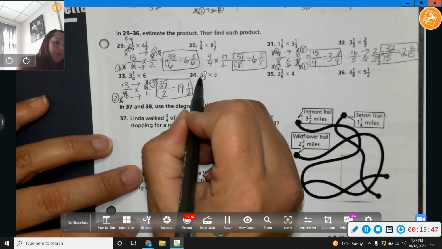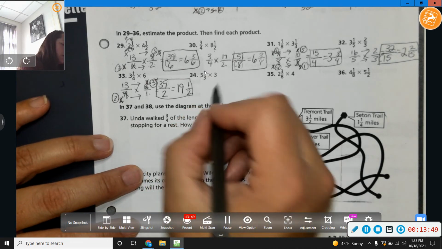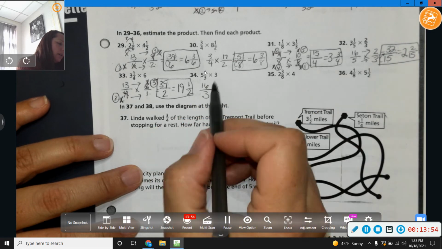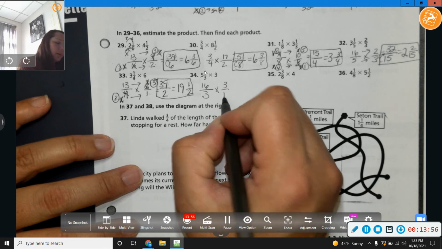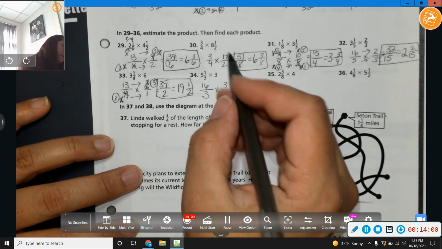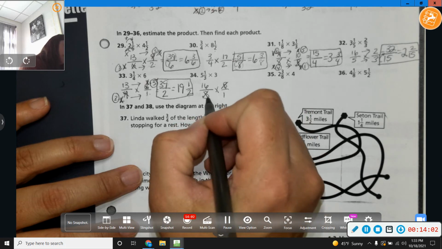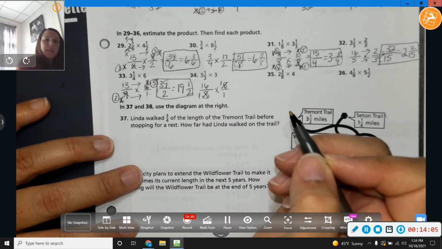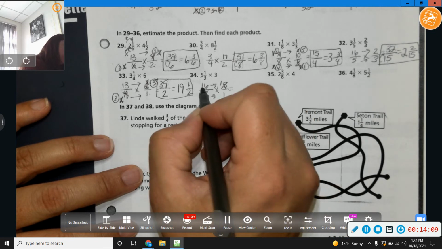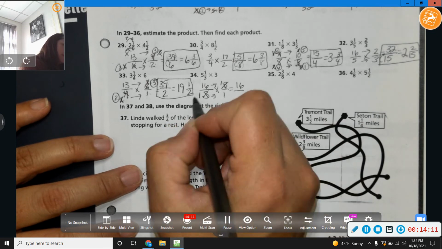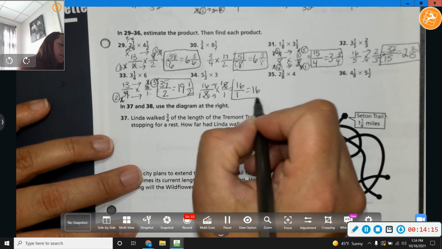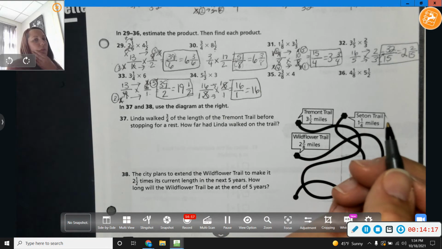3 times 5 is 15, plus 1 is 16. Denominator is 3, times 3 is my whole number, so I write it 3 over 1. I can cross these 3's out and make them 1's, because they are the same, and then I can't reduce any further. So I have 16 times 1 is 16, 1 times 1 is 1. Another way to write that is just 16. 16 over 1 is 16.